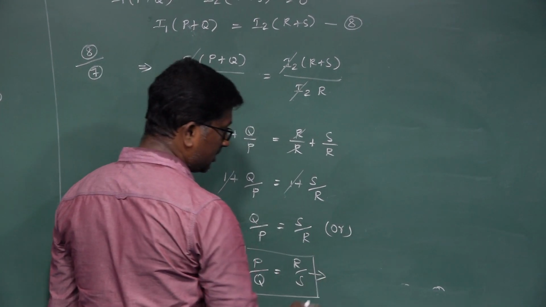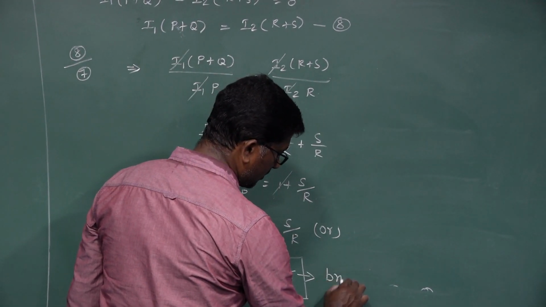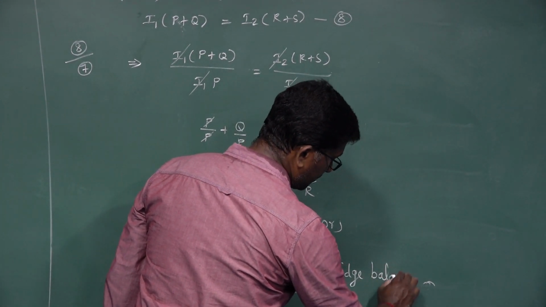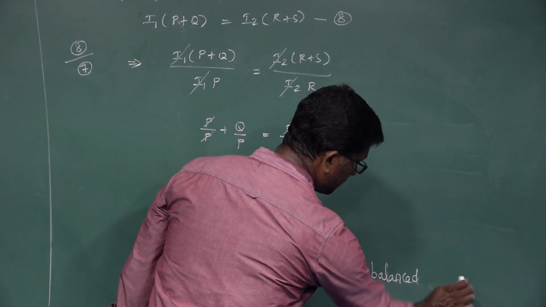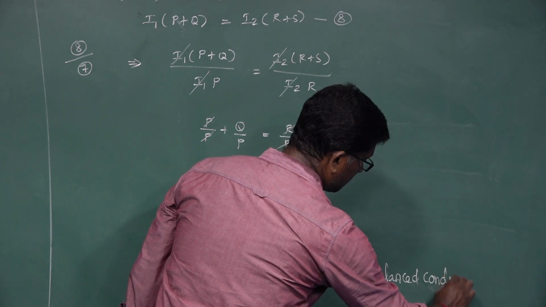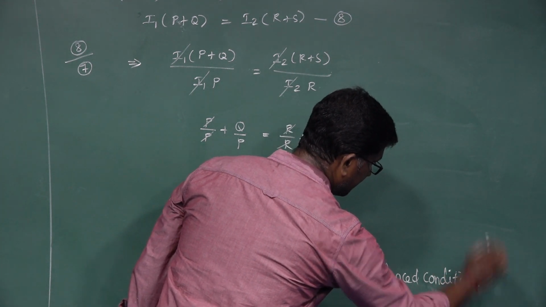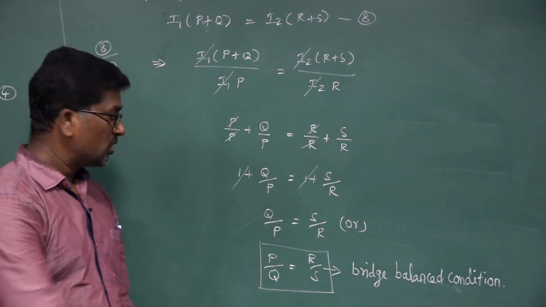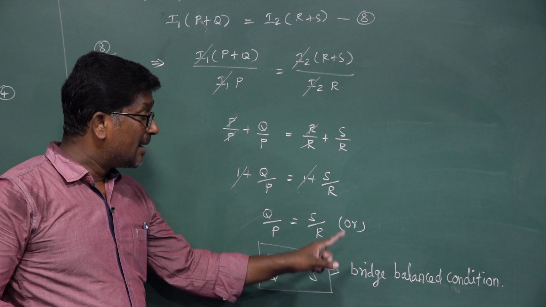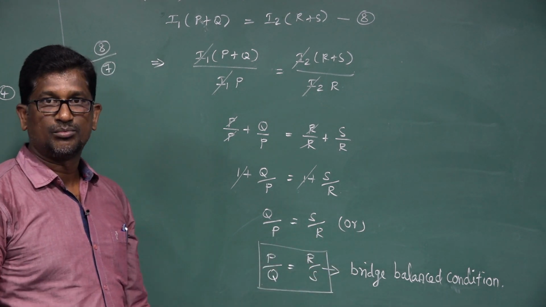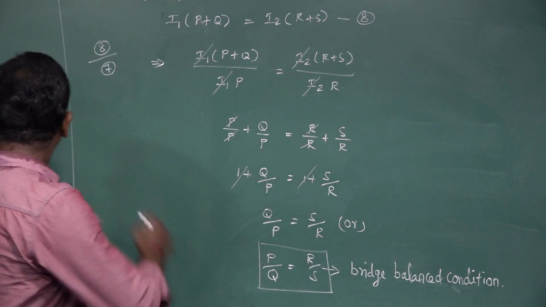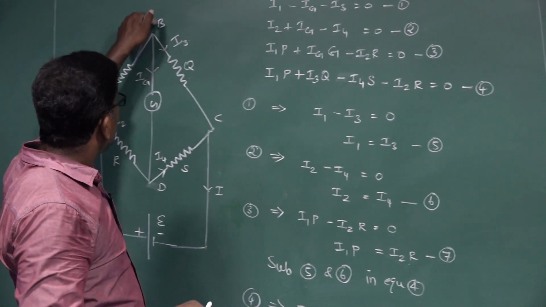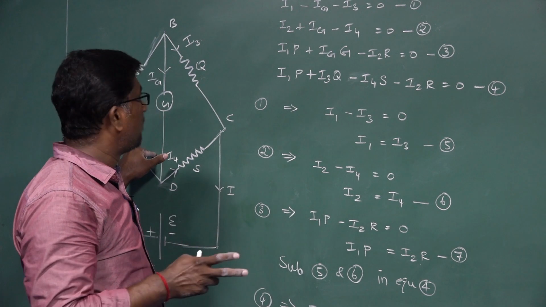So this is called the bridge balanced condition. Here the equation P divided by Q is equal to R divided by S is called the bridge balanced condition. Here the Wheatstone network is in balanced condition, no current flows through the galvanometer.